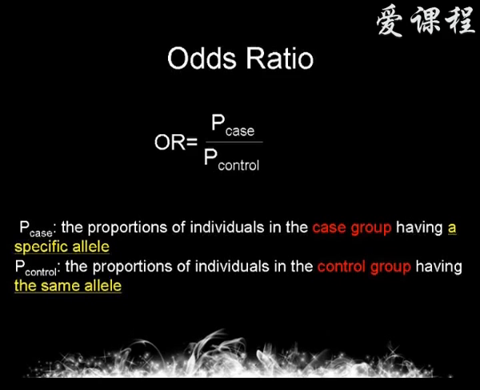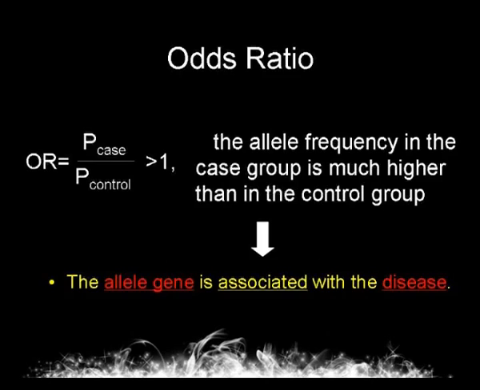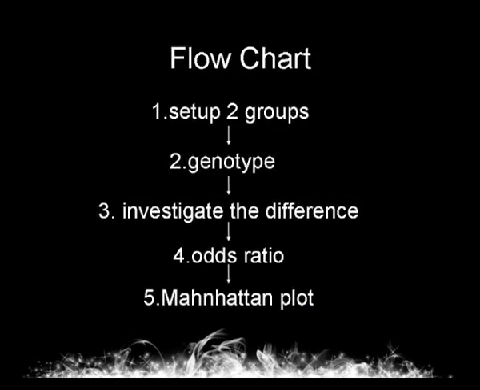If the OR is bigger than 1, it means the allele frequency in the case group is much bigger than in the control group, which reveals that the allele is associated with the disease. And finally, we can get a Manhattan plot to see it directly.